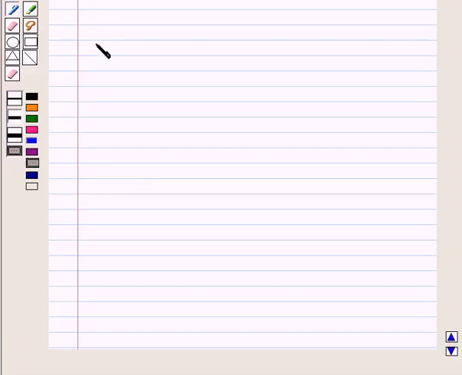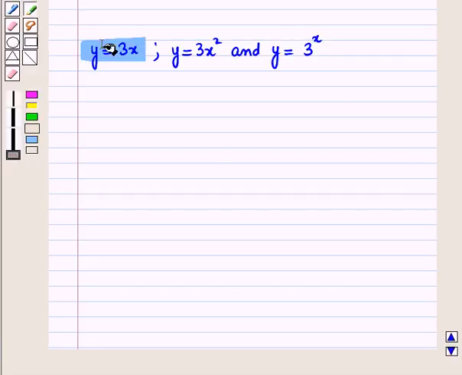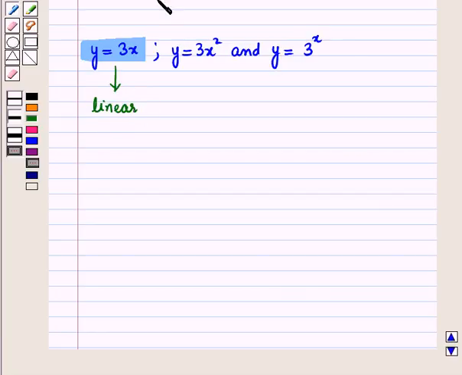Now let us consider three functions, that is y is equal to 3x, y is equal to 3x square, and y is equal to 3 raised to power x. The first function is linear, the second function is quadratic, and the third function is exponential.